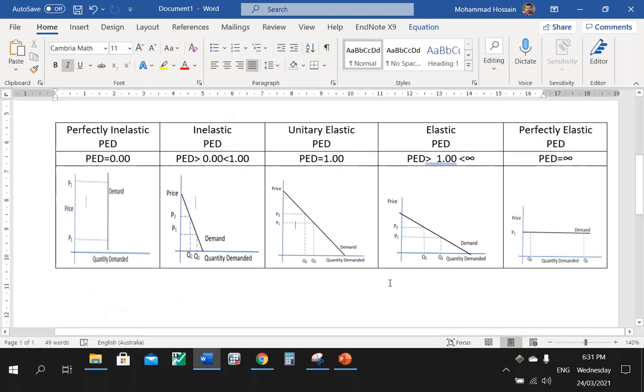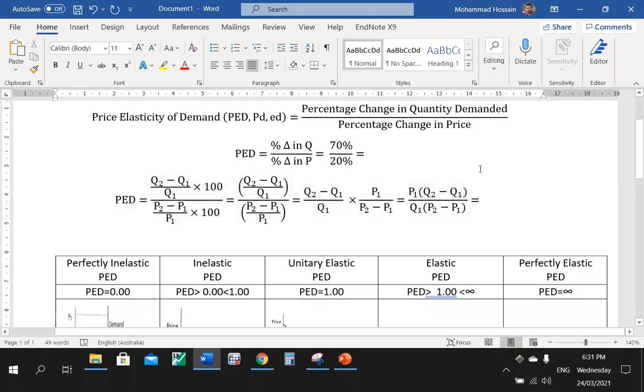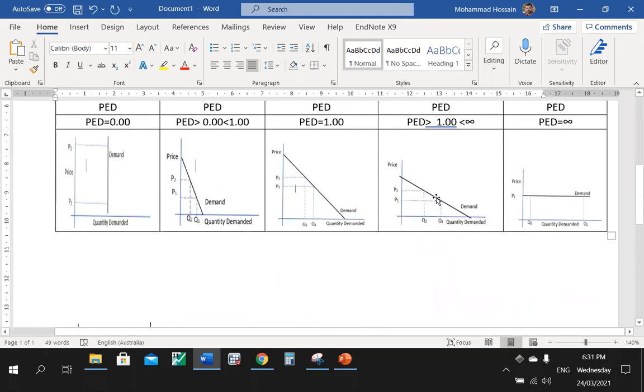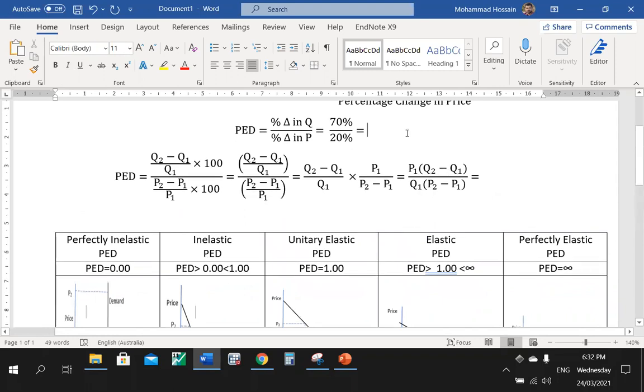Make sense? Now let's turn the table around. Let's say a 75% change in quantity and a 20% change in price. The answer is definitely more than one. See, the quantity change is bigger than the price change. Elastic. The answer is greater than one.